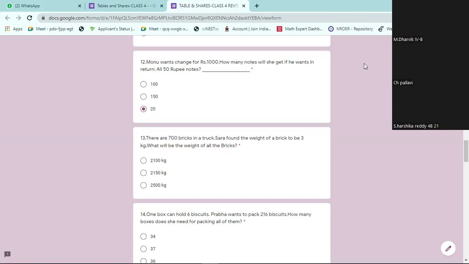In the 13th question, it is clearly given that in one truck, 7,000 bricks are there. Then what about the bricks in 3 trucks?